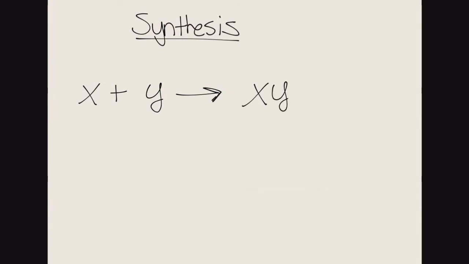This is not by any means what algebra actually is. You cannot add two things and it automatically turns into multiplication. This is just a representation of a chemical reaction. So I'm taking element X, combining it with element Y, and it forms XY, which is totally different. It's like taking hydrogen gas and combining it with oxygen gas to produce water. Hydrogen gas and oxygen gas are totally different than water.